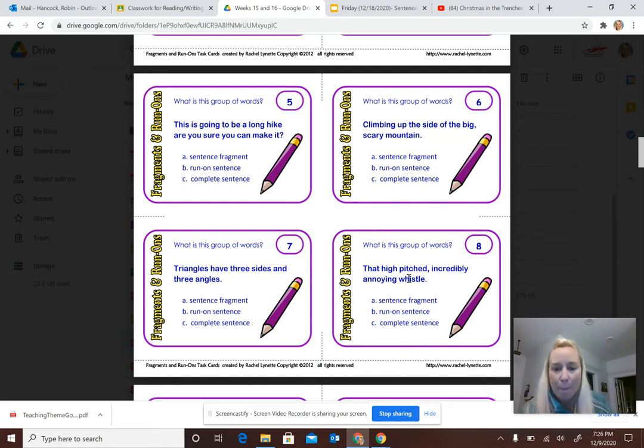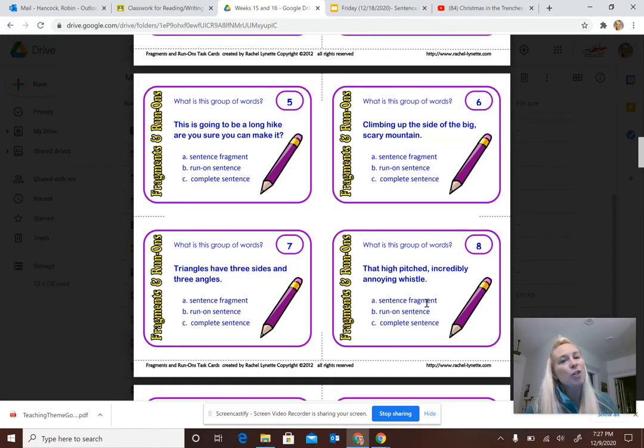Number 8, that high pitched, incredibly annoying whistle. What do you think? Complete sentence, run-on sentence, or sentence fragment? It is a sentence fragment because I'm wondering, it says that high pitched, incredibly annoying whistle. I'm wondering what it did. So if you're left wondering or asking a question, who did it? What did they do? It's probably a sentence fragment. And this is a sentence fragment in number 8.